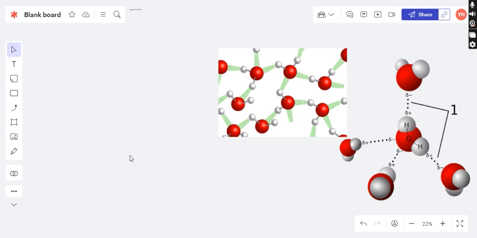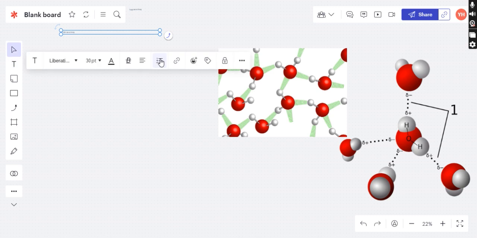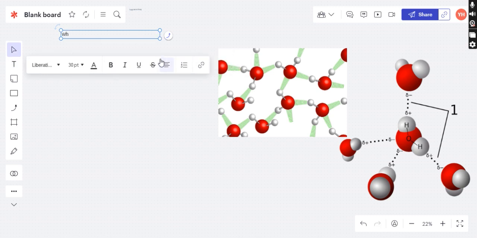Okay, so let's deal with the rest of the questions of hydrogen bonding. The first question that arises is which bond is stronger, which has more bond energy: the hydrogen bond or the covalent bond strength. So let's do that.